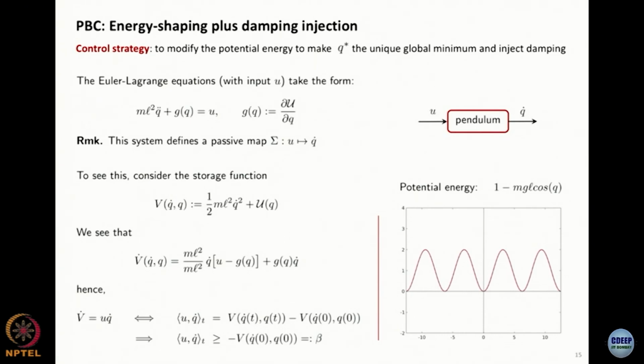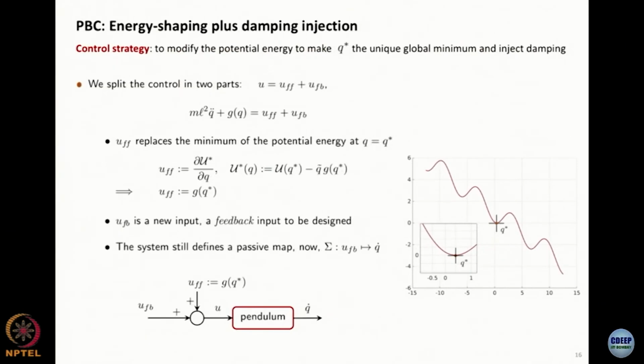So the first thing to remark is that the pendulum, from the inputs u to the velocities, so as we already saw, torques to velocities, is a passive map, right? So if you take this function, the derivative will give you just the product of u times q dot if there is no friction. So it's a passive map, right? In other notation, it satisfies this.